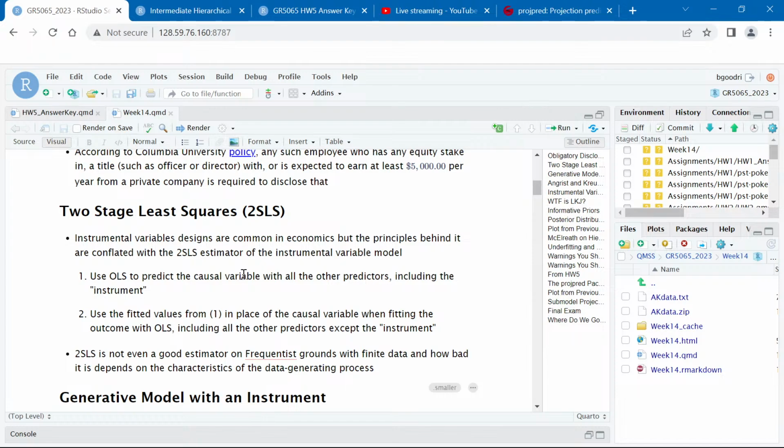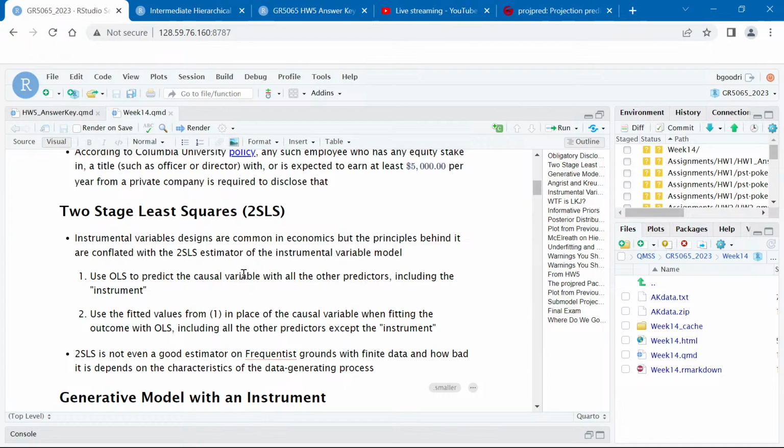And when doing that, you need to include all the other predictors, including the instrument or instruments. Usually there's just one instrument, which is a variable that predicts the causal variable, but conditional on everything else does not predict the outcome variable. And then you use the fitted values from the first stage in place of the causal variable.